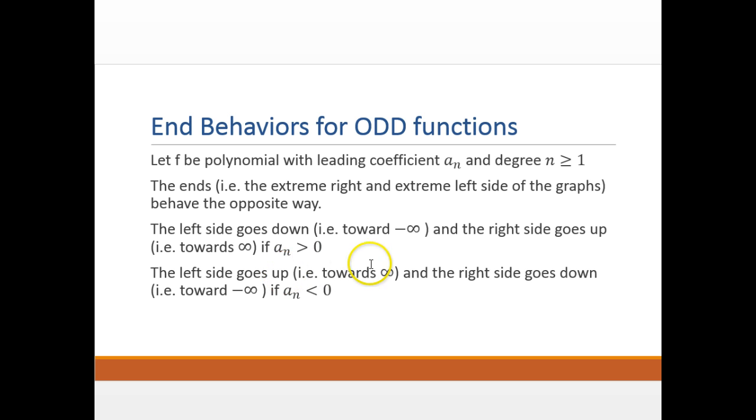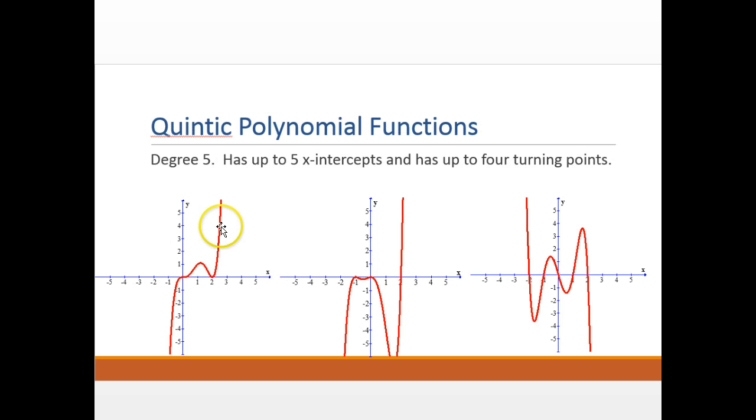For odd functions, if a_n is positive, the left side goes down to negative infinity, and the right side goes up. So if we looked at this graph, we knew the leading coefficient here was positive because the left side is down and the right side's up.